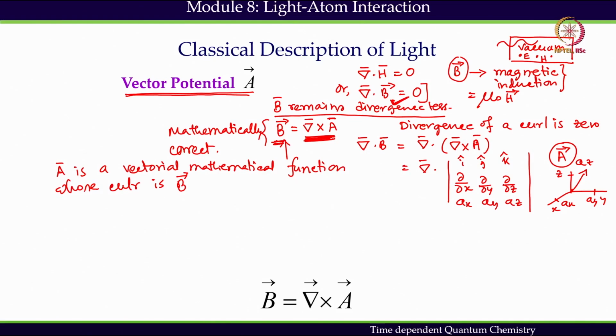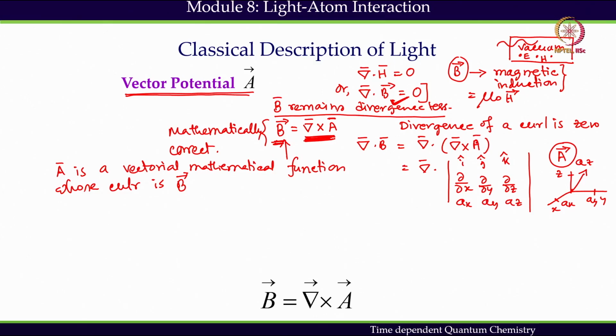But later we'll find out that this vector potential has many significances. So one can imagine it is something like this. B is a magnetic field, and field is nothing but a force, and force originates from a certain potential. In this case, this magnetic force is originating from the vector potential. That's the way one can imagine.